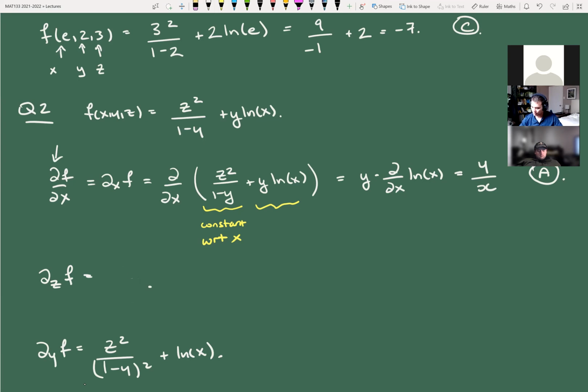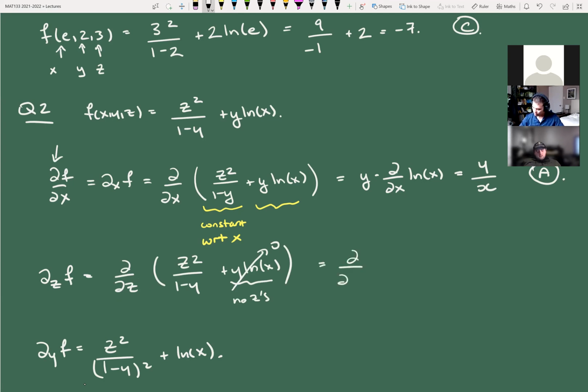Okay, so when we take the Z derivative, same sort of story, right? We take the partial with respect to Z of Z squared over 1 minus Y plus Y ln X. This thing has no Z's, right? So its derivative is just 0. And so we're going to get the derivative with respect to Z of Z squared over 1 minus Y. Now the 1 minus Y is a constant, right? It also doesn't have any Z's in it. So we know you can take constants out of the derivative. And this is why when you differentiate, you then just get 2Z over 1 minus Y like that.